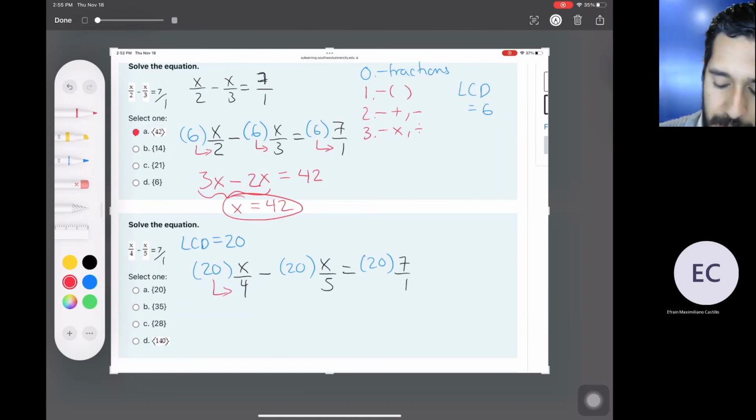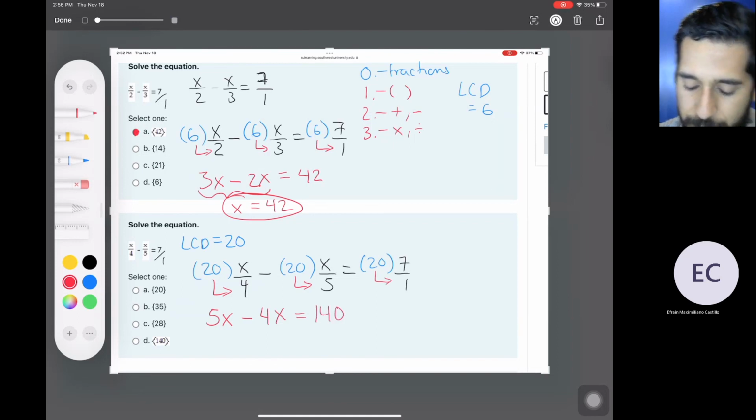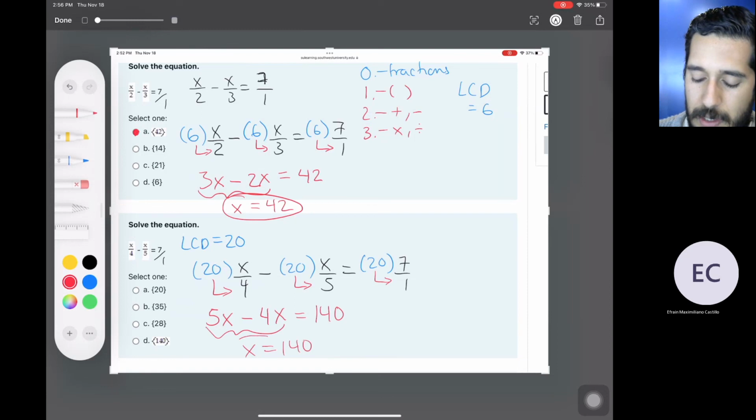20 divided by 4, that's going to be 5, times the top of the fraction. Then 20 divided by 5, that's going to be 4, times the top of the fraction. And then 20 divided by 1, that's 20, times the top of the fraction. That's going to be 140. If you subtract those two, 5x minus 4x, it's going to be x equals 140. So this is what I'm looking for.